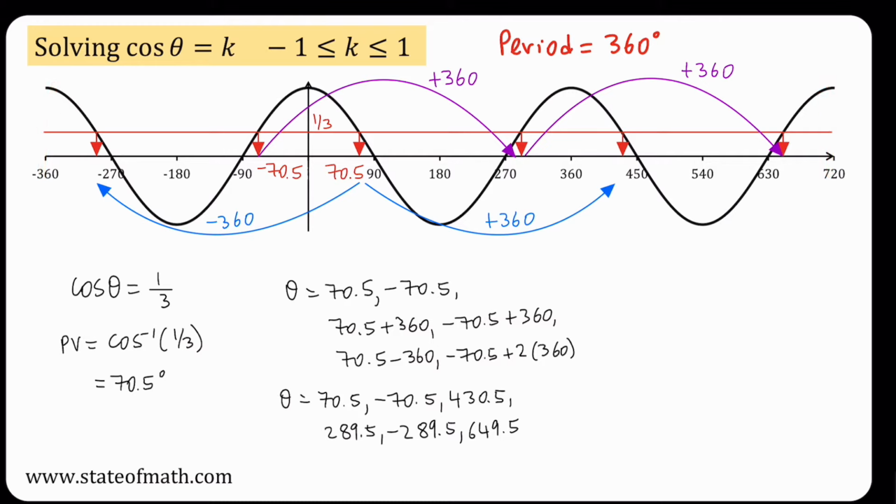All of this can be nicely summarized into the formulae for cosine. If I'm in degree mode, it's simply the PV plus 360k or minus the PV plus 360k.